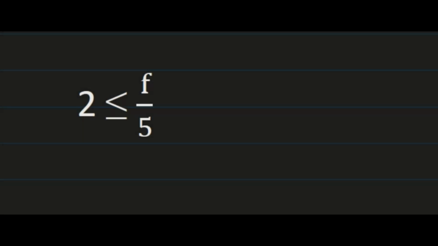For our next example, we have 2 less than or equal to f divided by 5. Notice I put our variable on the right-hand side this time, but it's not going to change any of your steps. We still want to get that variable by itself, the f by itself, and we're going to take those same steps to do so. We have f divided by 5, which means our inverse operation is going to be to multiply by 5. If I multiply by 5 on the right-hand side, I'll need to multiply by 5 on the left-hand side.